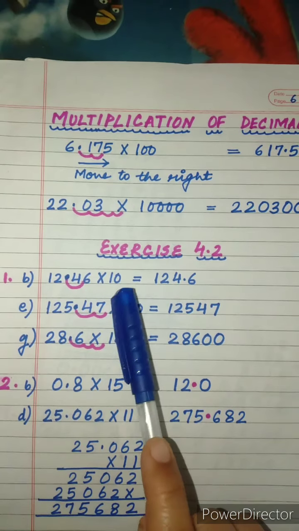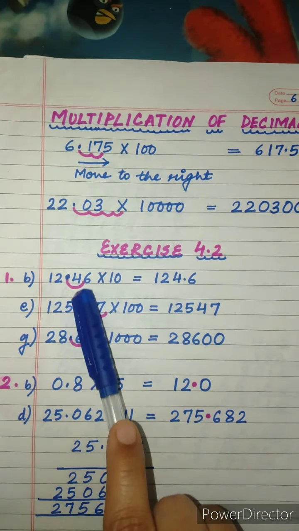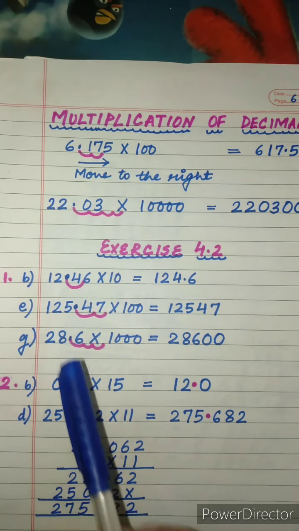12.46 into 10. We have 1 0 here, so we are going to move only one place, that is after 4 we are going to put our decimal. That will be 124.6.